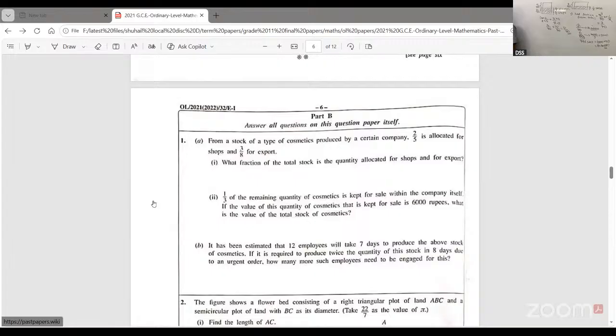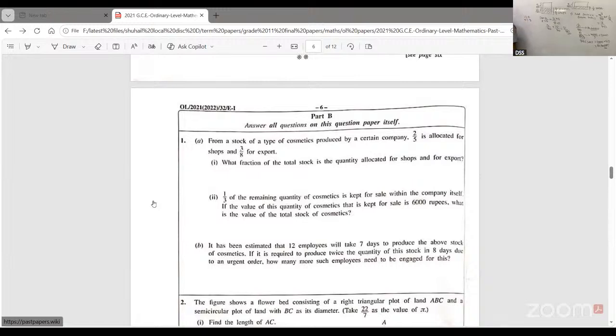Hurry, children, first listen. Don't be busy writing answers; I will give time to write them. Now, check these things. It has been estimated that 12 employees will take 7 days to produce the above stock of cosmetics. 12 employees will take 7 days.